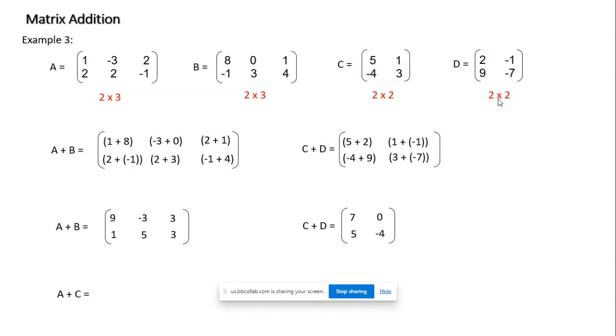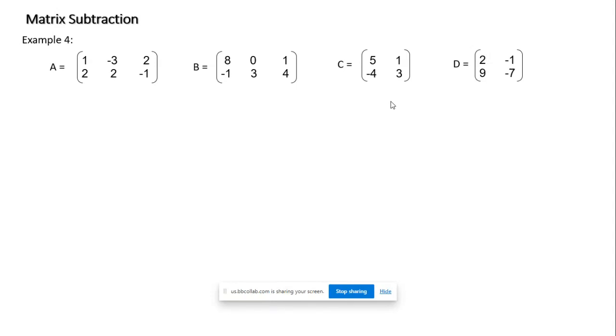Okay. All right. So what if I wanted to sum matrix A with matrix C? If I see that matrix A is a 2 by 3 matrix and C is a 2 by 2 matrix, these are two different sizes. So the answer that you would put on your homework would be not possible. You cannot add them together because they're not the same size. Okay?